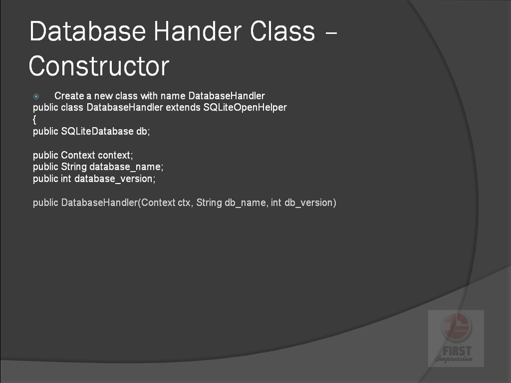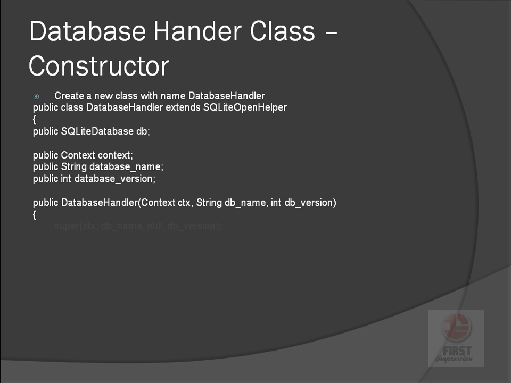Then you have the constructor for it. The constructor function is used to initialize the values. In this case, we have three values, that is context, database name, database version, and we have one more value for the database, that is DB. So we want to initialize all these four values inside the constructor database handler.